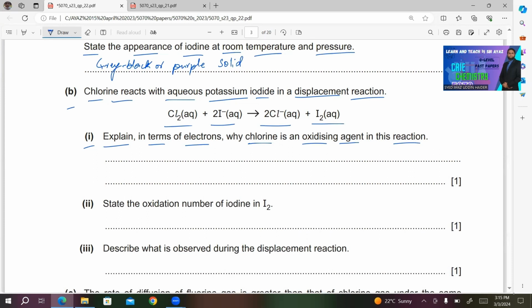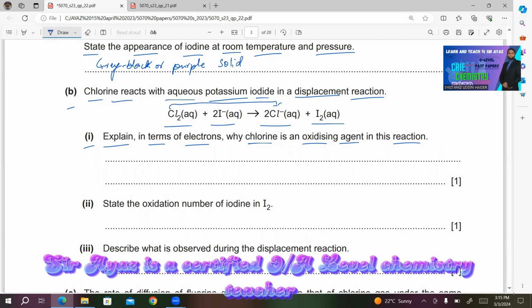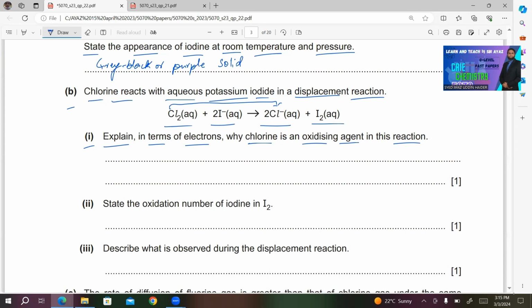Now they are saying explain in terms of electrons why chlorine is an oxidizing agent in this reaction. So if you look at this change carefully, Cl2 to Cl minus, it means chlorine must gain one electron because the oxidation state or number on Cl2 is 0. So the oxidation number or state is decreased from 0 to -1 due to gain of electron. So you'll write Cl2 gains electrons.